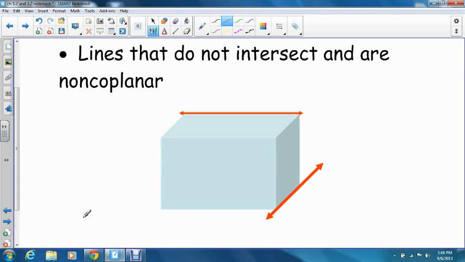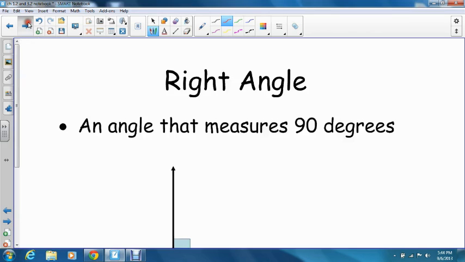I believe I have it on Thursday. Now, a couple other things about parallel and skew lines. Parallel lines, remember, same plane. Skew lines, different plane. That's the big key. Make sure that you remember that. And we would name the lines just like we would name other lines.